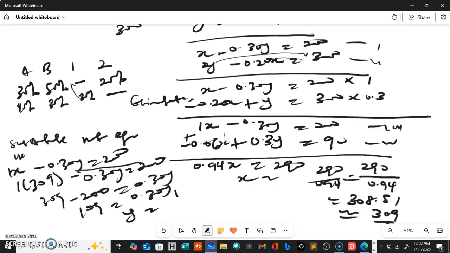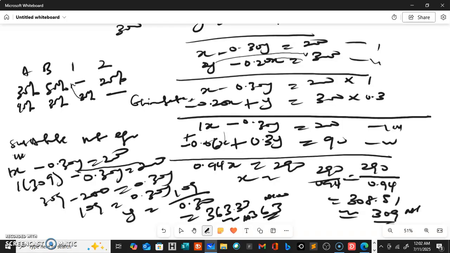So y equals 109 divided by 0.30. So what is our y? Our y now equals 109 divided by 0.30. At the end of the day, we have 363.33, so approximately it should be 363,000. Don't forget that it's in thousands. Is this also in thousands? Okay, it's in thousands. So at the end of the day, we have our y and our x.